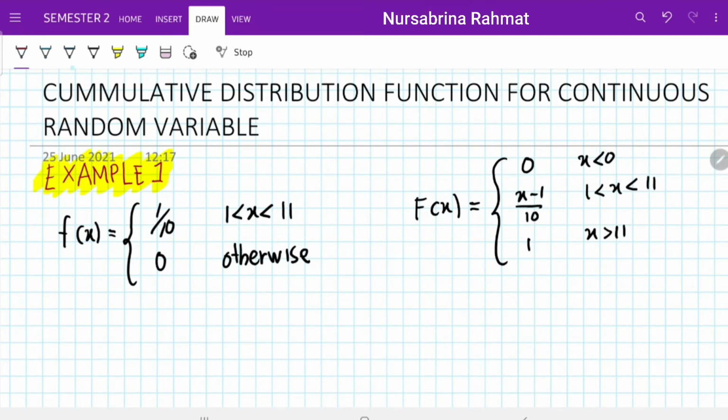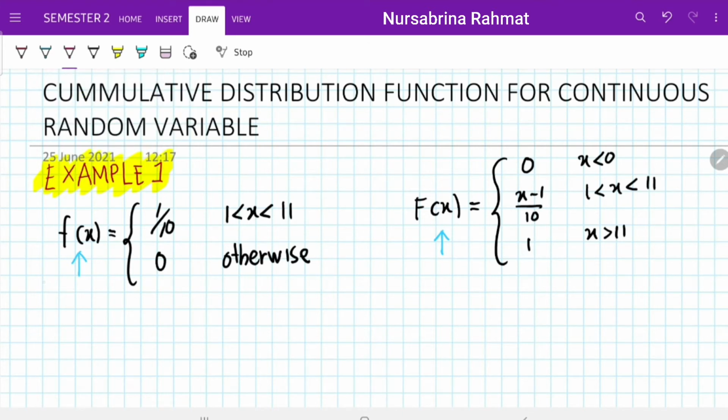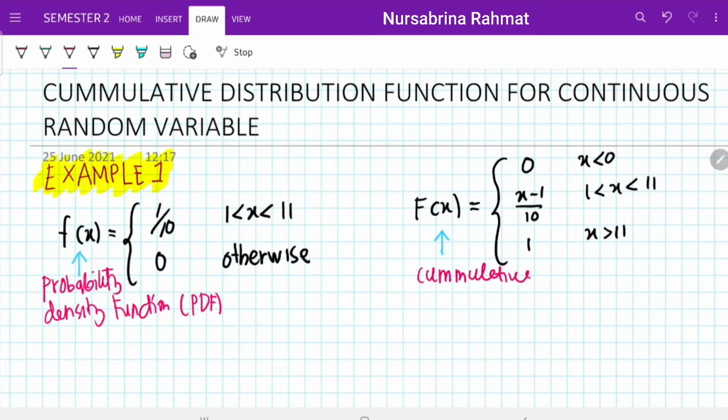So I'm going to start with example 1. As you can see, given here, the first one is a function with small letter f and the second one is the big letter F. So what does it mean? The small letter f refers to your probability density function, or sometimes we refer to it as PDF, whereas the function with capital letter F is used for the cumulative distribution function, or sometimes we refer to it as CDF.